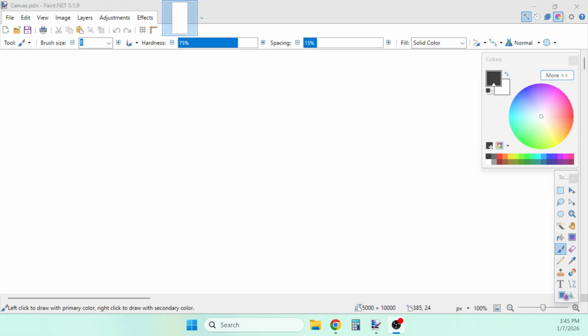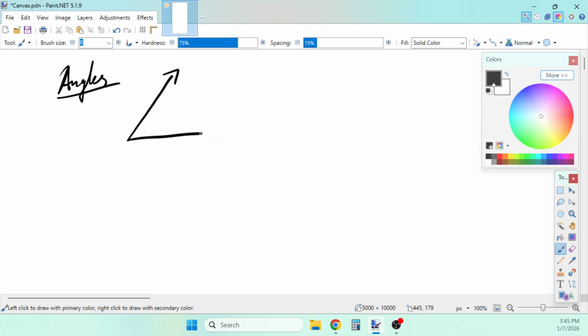So, let's first start with talking about angles. An angle is when you have two rays that connect at their origin. A ray is half of a line. It starts at a point and goes in one direction forever. And the size of the angle is basically how different the directions are between these rays.